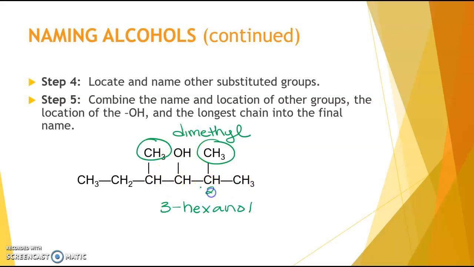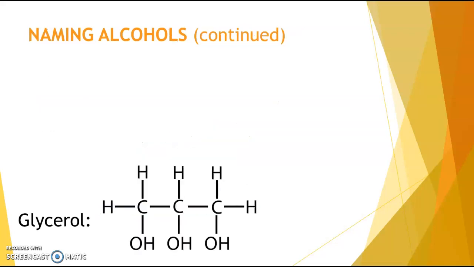So 1, 2, 3, 4. This is going to be 2, 4 dimethyl 3-hexanol. Go ahead and ask yourself what classification of alcohol this is. You probably recognize that it is a secondary alcohol because our carbonyl carbon is attached to 2 carbon groups. So 2,4-dimethyl 3-hexanol. So what about if I wanted to give the IUPAC name to this molecule?